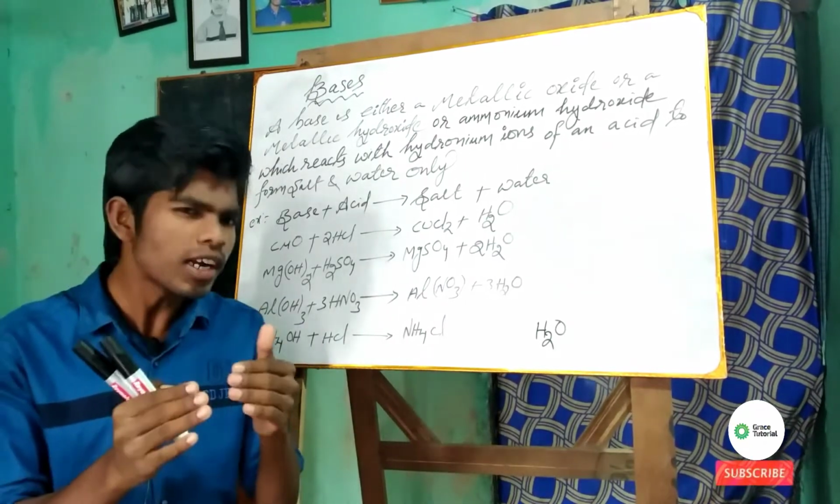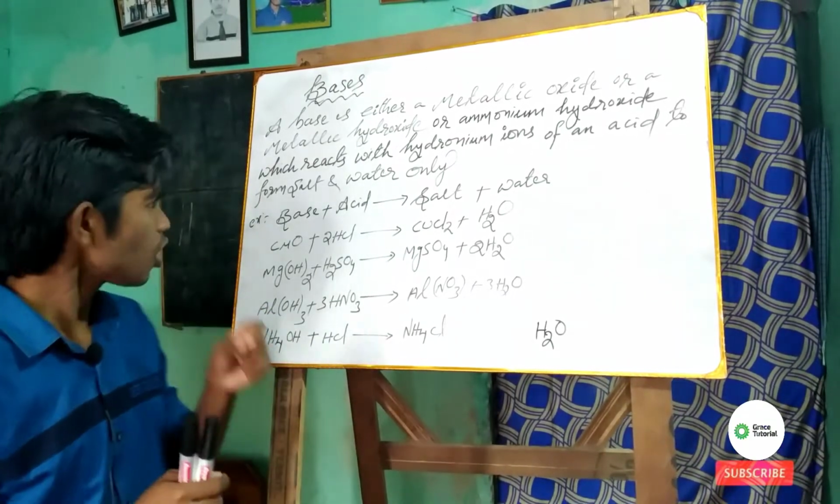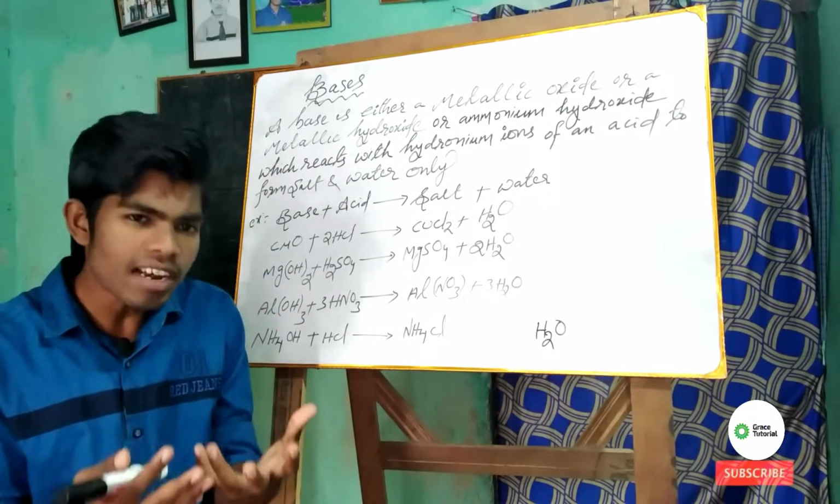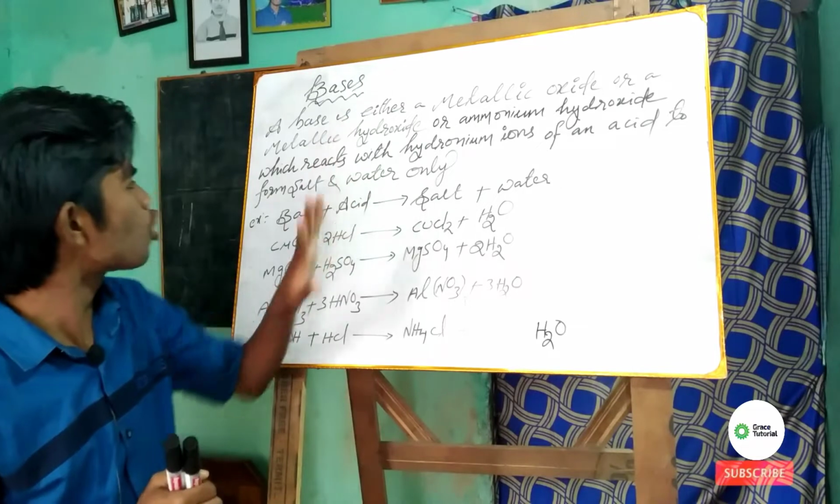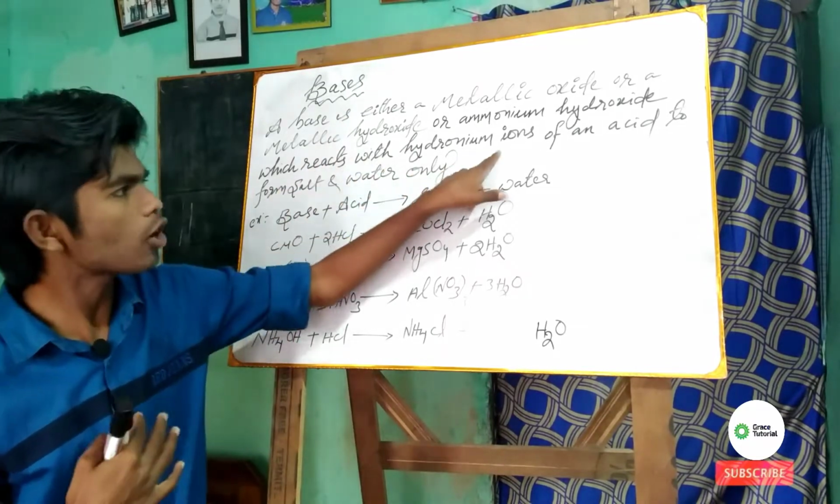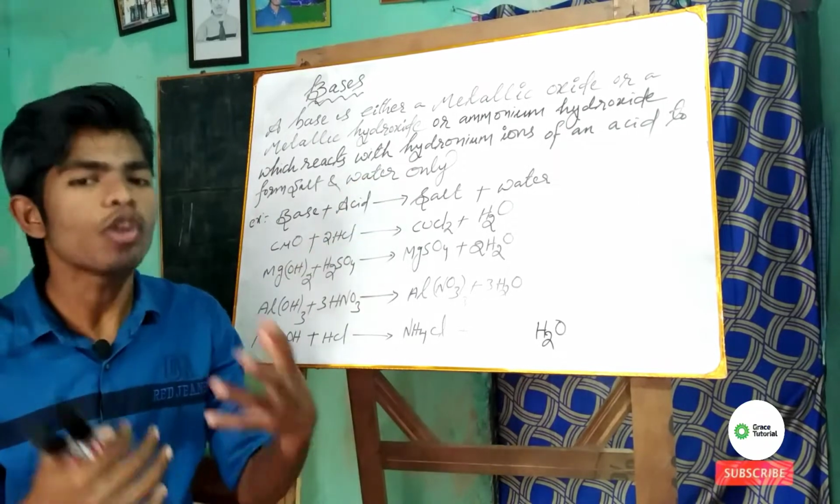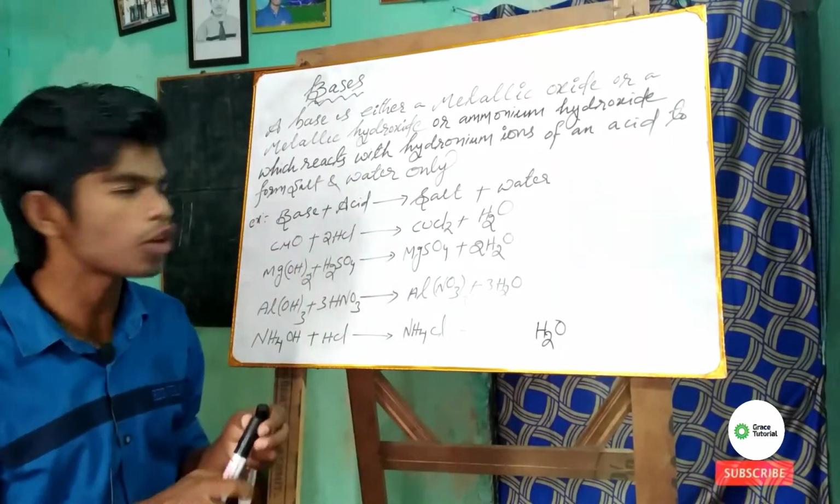First of all, let us try to understand what the term base refers to. Basically, a base is either a metallic oxide or metallic hydroxide or ammonium hydroxide which reacts with the hydronium ions of an acid to form the salt and water only. So this is the definition of the base that I have written for you.